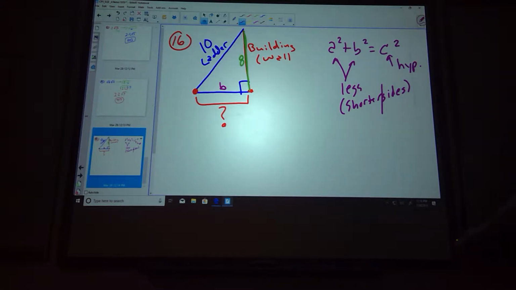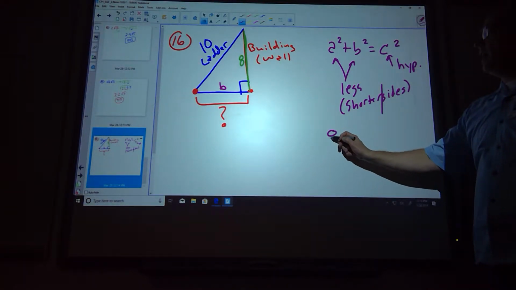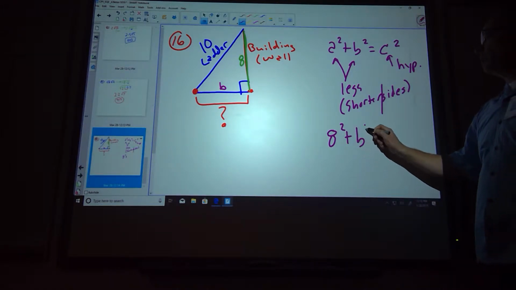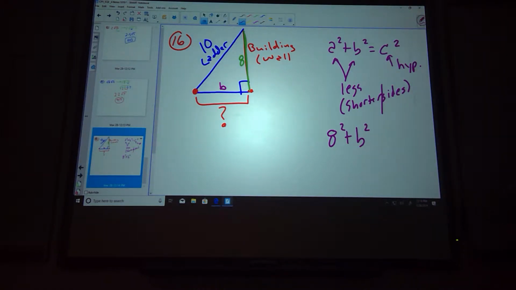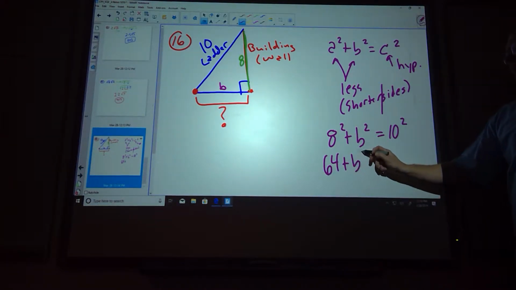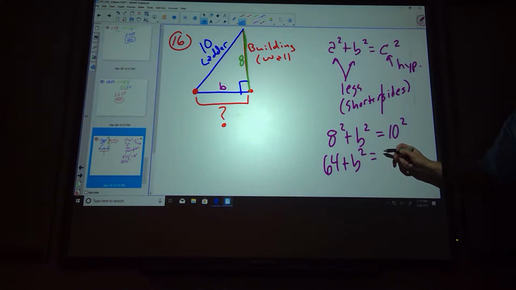So I know that I have an 8 as my A value, so I'll square that. B is my unknown, because that's the distance from the base of the wall out. And then my C value is going to be 10, so I get 10 squared. Does that seem okay so far? What's 8 squared? 64. B squared, we don't know yet, equals 10 squared. 100. Okay, Algebra 1 folk, how do we start solving that?